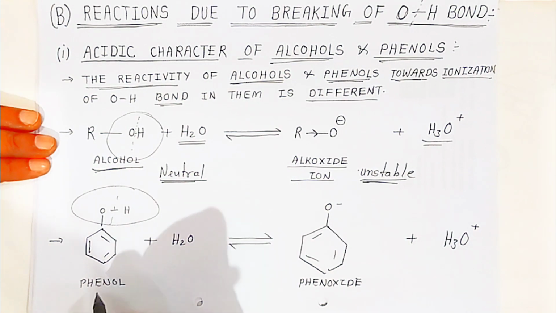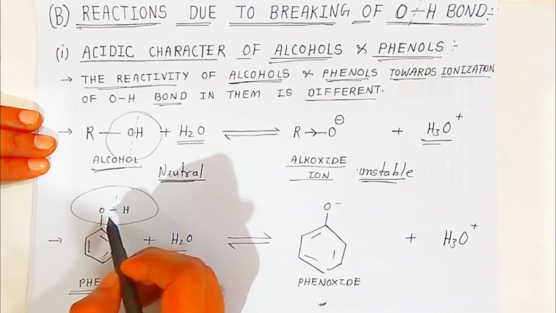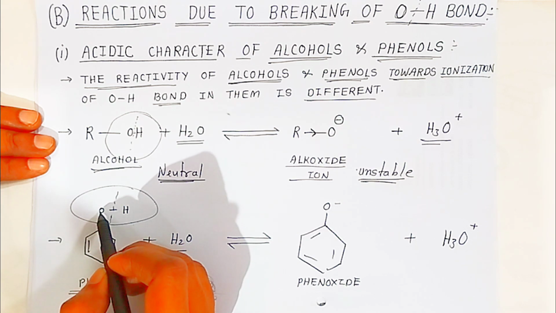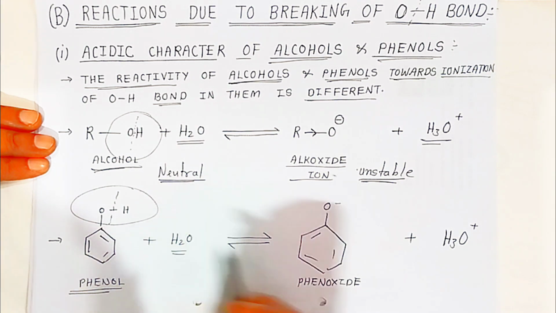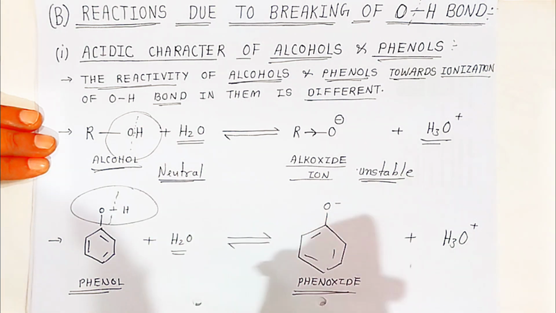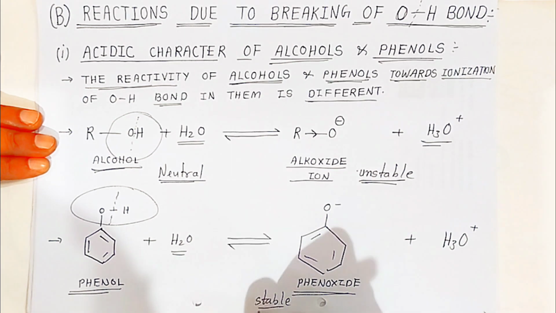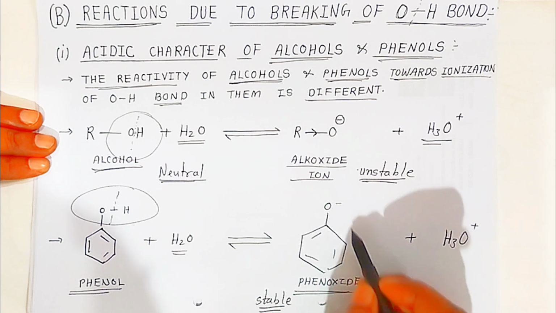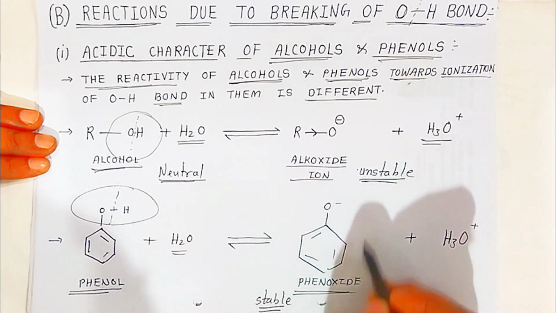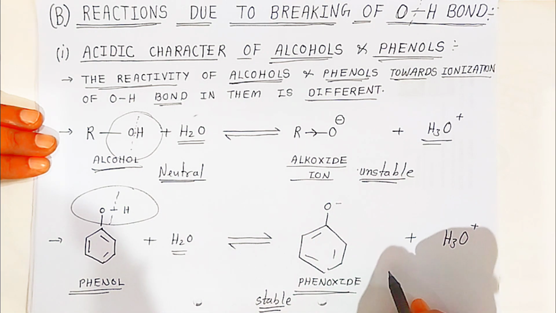Understanding, students? Here also, when you add phenol in water, there is a breaking of the bond between oxygen and hydrogen. Because of that, there is a formation of phenoxide. This phenoxide will be a stable ion. This is the phenyl group which is attached to the oxygen. We call it the phenoxide ion, which is stable.